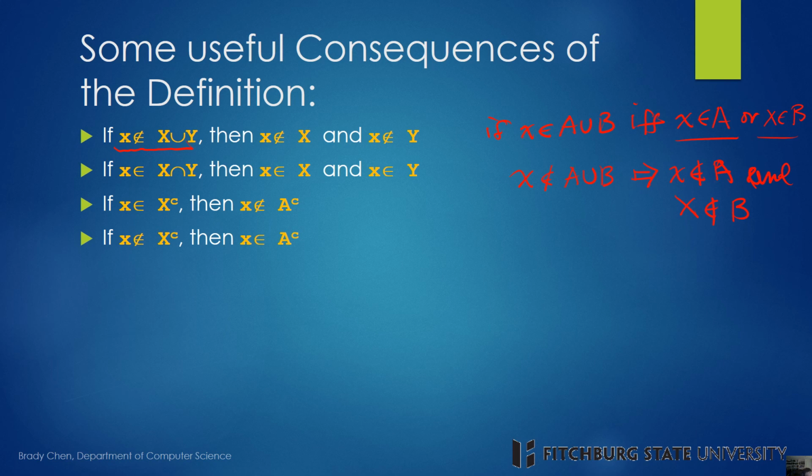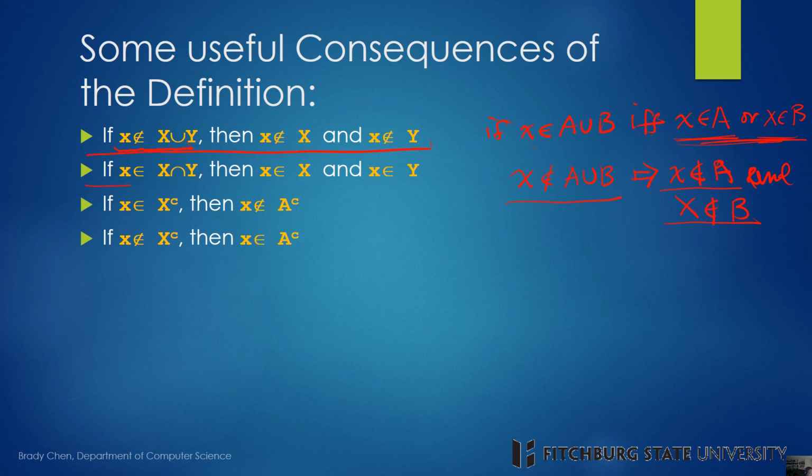It's pretty straightforward, because if X belongs to A, then X must be in the union of A and B. Or if X belongs to B, then X must be in the union of A and B, right? Based on the definition. So if X does not belong to the union of A and B, then X cannot be in A and cannot be in B. So that's one of the consequences.